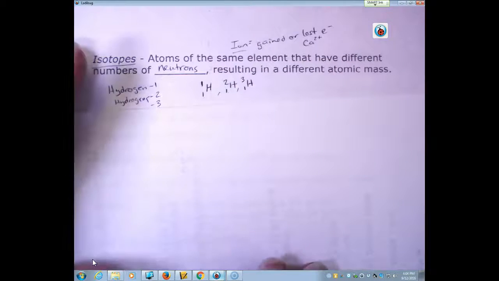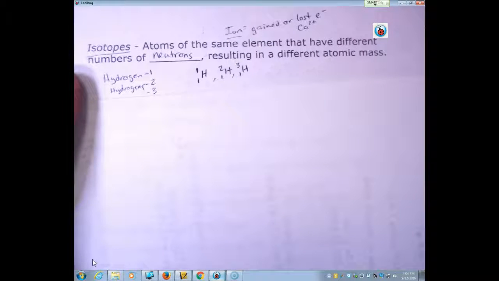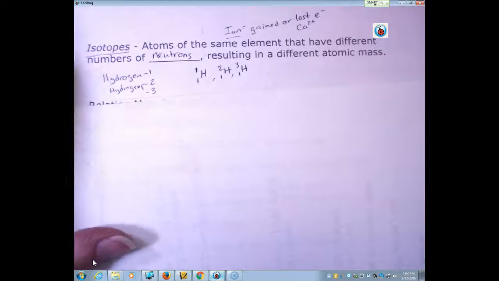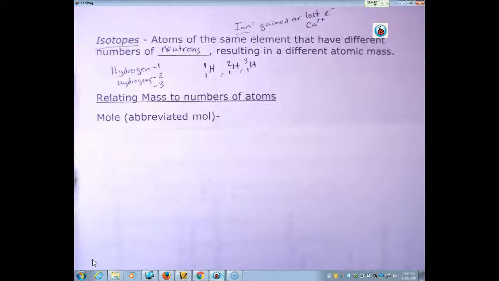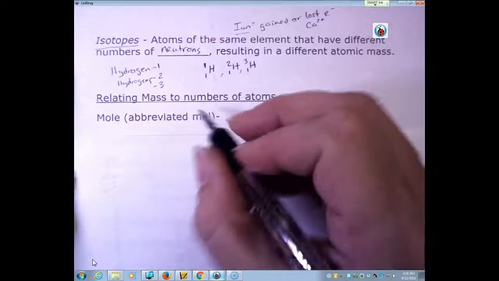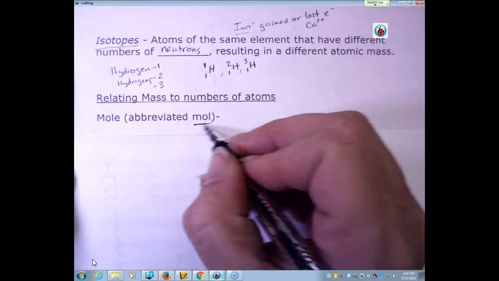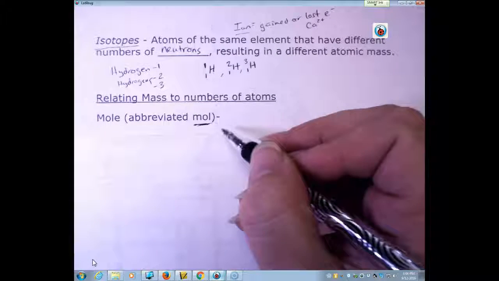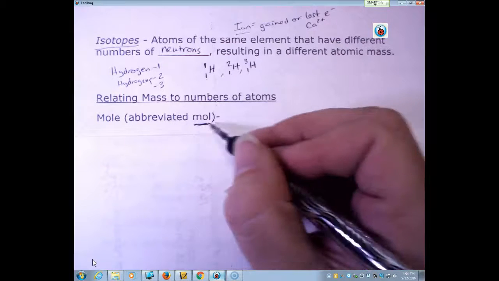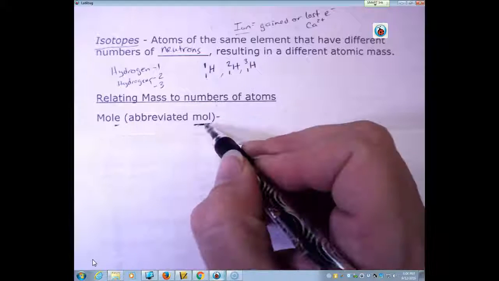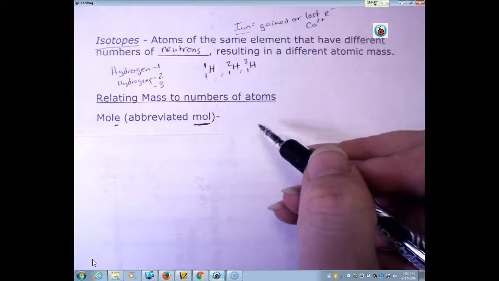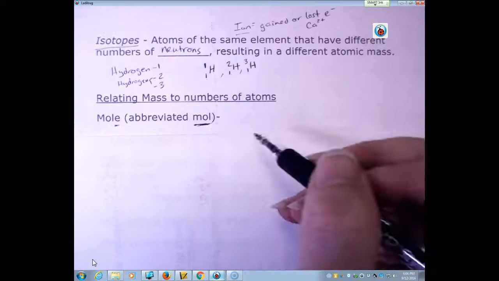All right, so now we're going to learn some calculations, and these calculations involve 2 different conversion factors. So before I get to those, we're going to be relating mass to the number of atoms. We have to talk about this concept of a mole. A mole, and I generally will use this abbreviation, mol. I don't know why they needed to abbreviate a 4-letter word with a 3-letter word, but they do. Properly, it does have an E, but the accepted abbreviation does not have the E. I generally will use the term without the E.